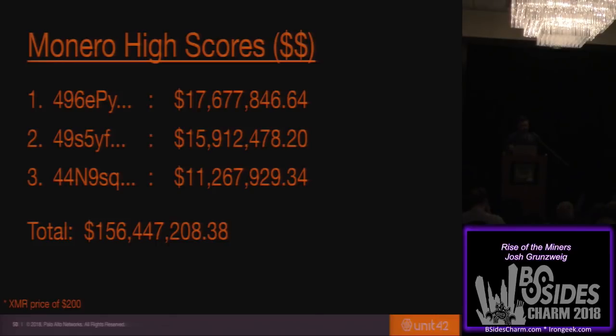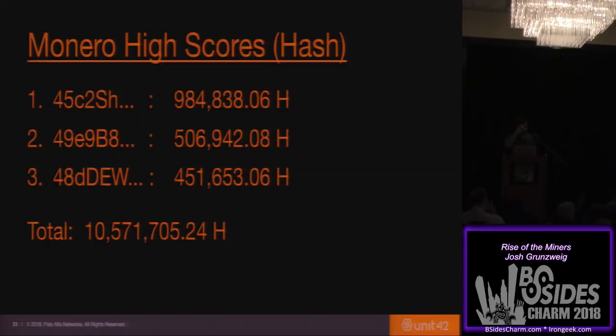I also, as I said, could query the hash rate. So I was curious there too. So I queried all the hashes of these various wallets and found about 10 million hashes per second globally, which represents about 13 grand a day being made, and about 1% of the total mining power for Monero.